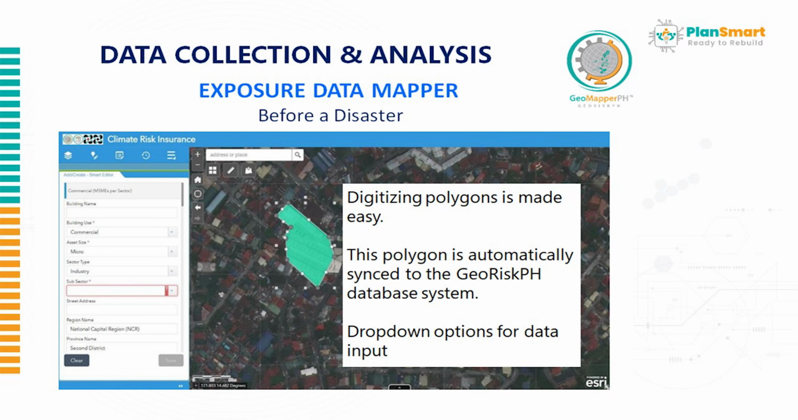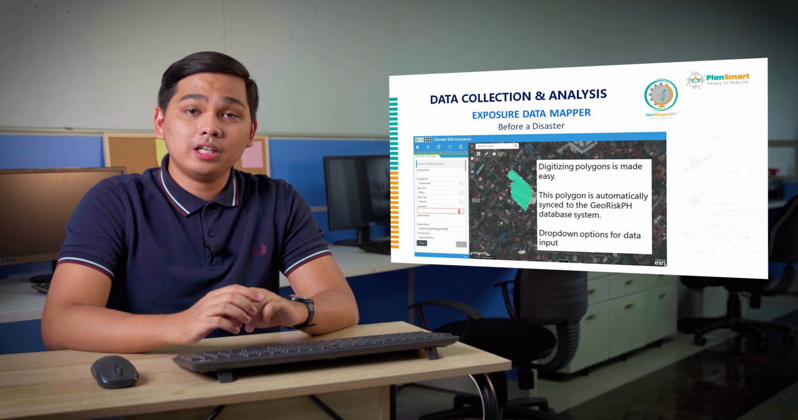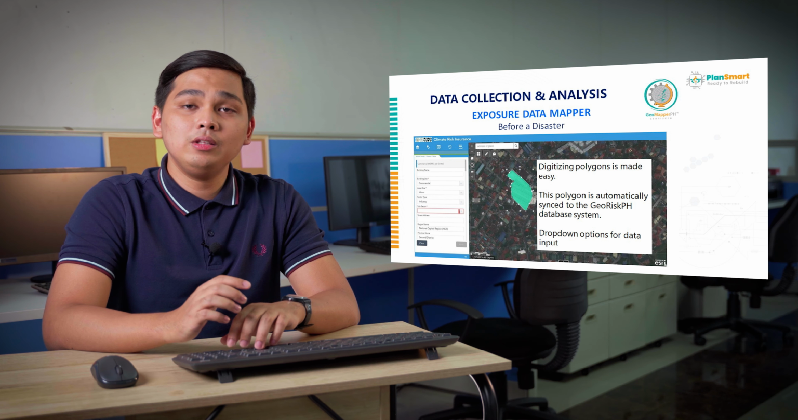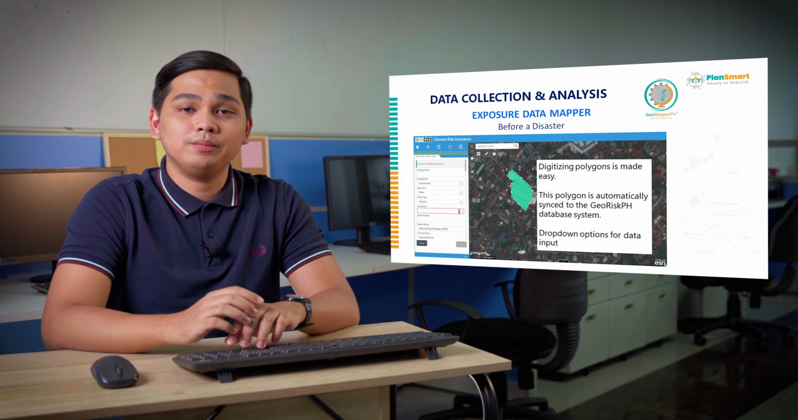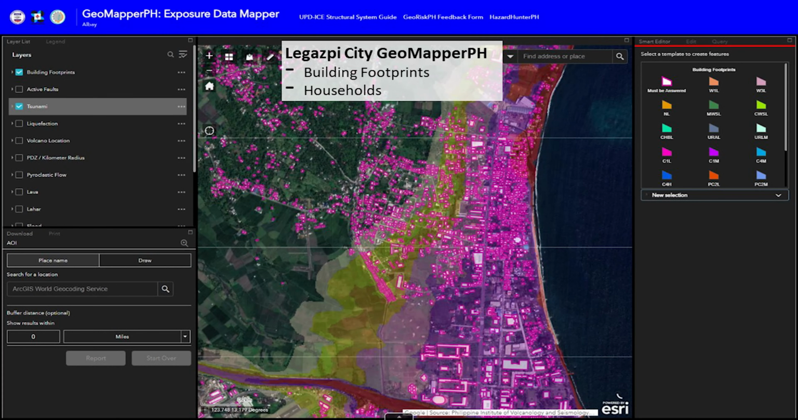Digitizing features is simple. For buildings, you just need to click or tap its corners to create a polygon that is automatically synchronized to the GeoRiskPH database system. Drop-down options are also available for easy input of information and to avoid typographic errors. Here's an example of the GeoMapper application for Legazpi City, showing the building footprints overlaid with the tsunami hazard.